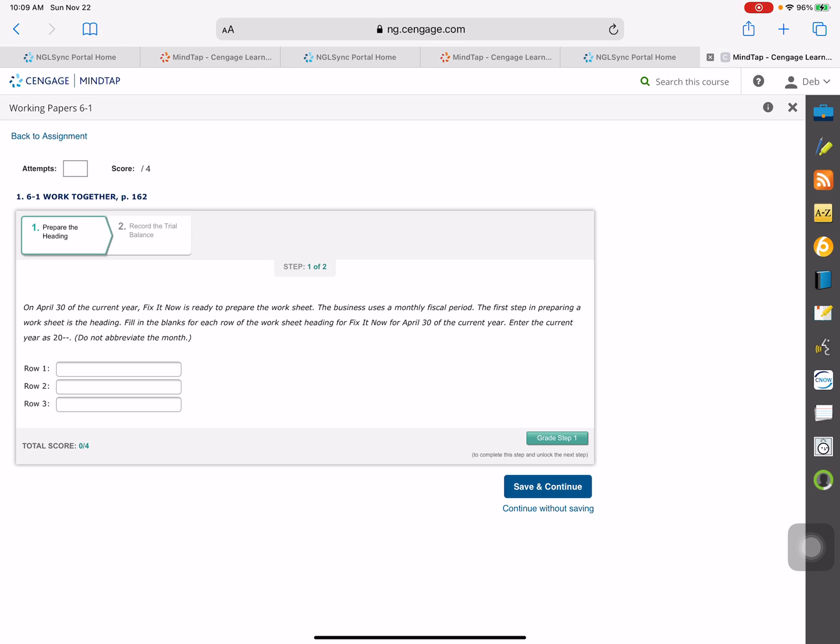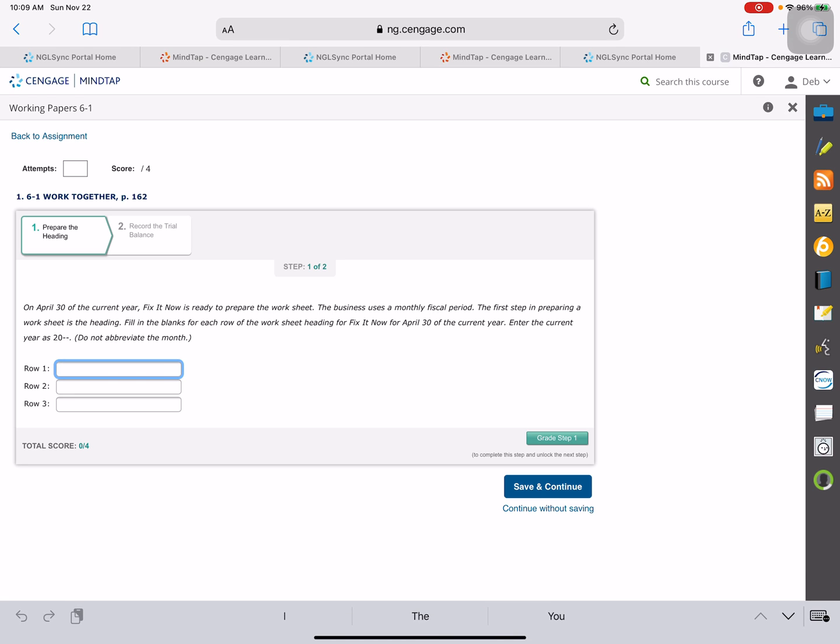On April 30th of the current year, Fix It Now is ready to prepare the worksheet. The business uses a monthly fiscal period. The first step in preparing a worksheet is the heading. Fill in the blanks for each row of the heading, and you will enter the current year as 20-. Do not abbreviate the month.